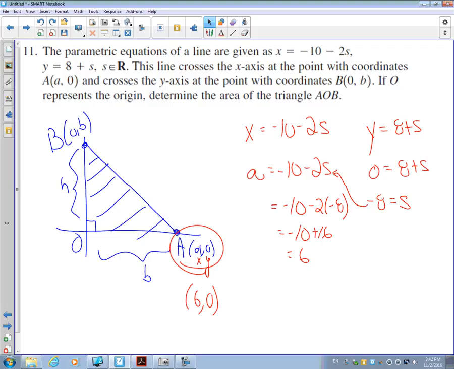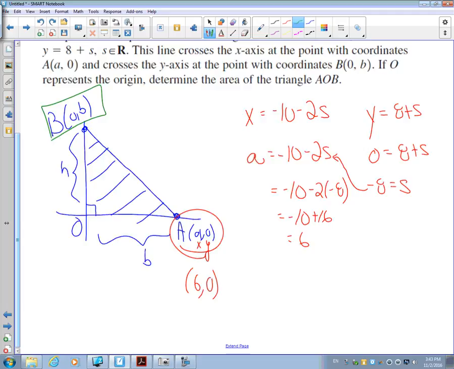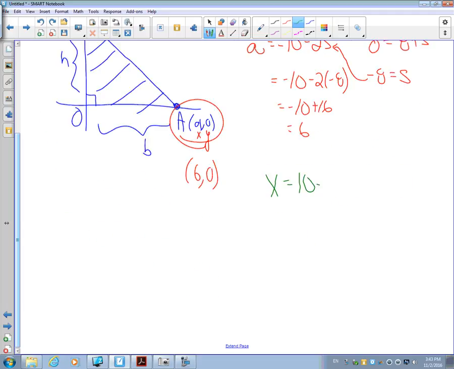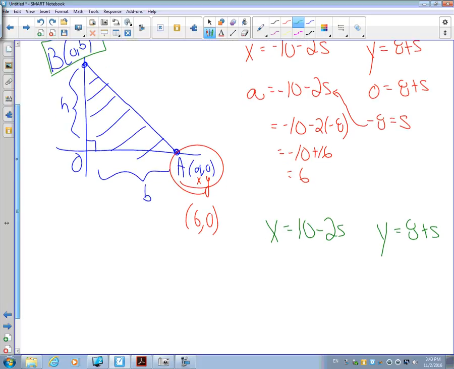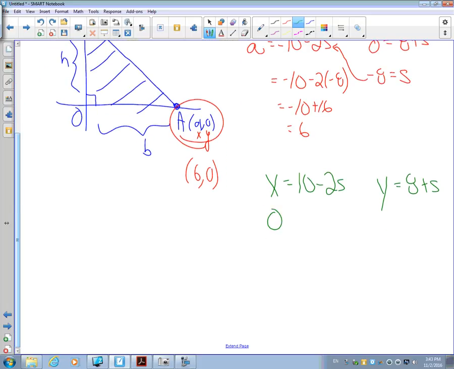If I do a similar process, but I examine point B this time, I can use the exact same parametric equations. x equals 10 minus 2s, and y equals 8 plus s. Exactly the same. This time I know the x value has to be 0, and the y value has to be b, and I can solve this one. Again, same process. So 2s is 10, s is 5. I can plug it in. I'll get 8 plus 5, which gives me 13.